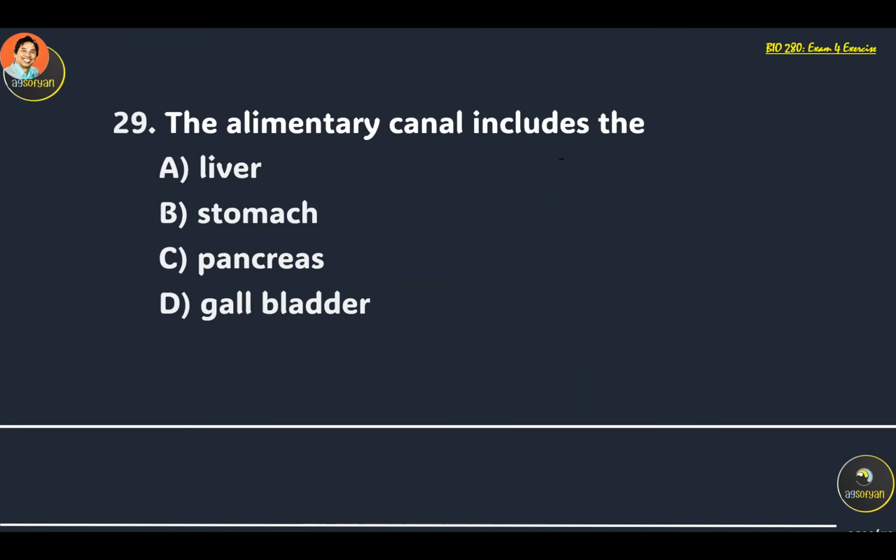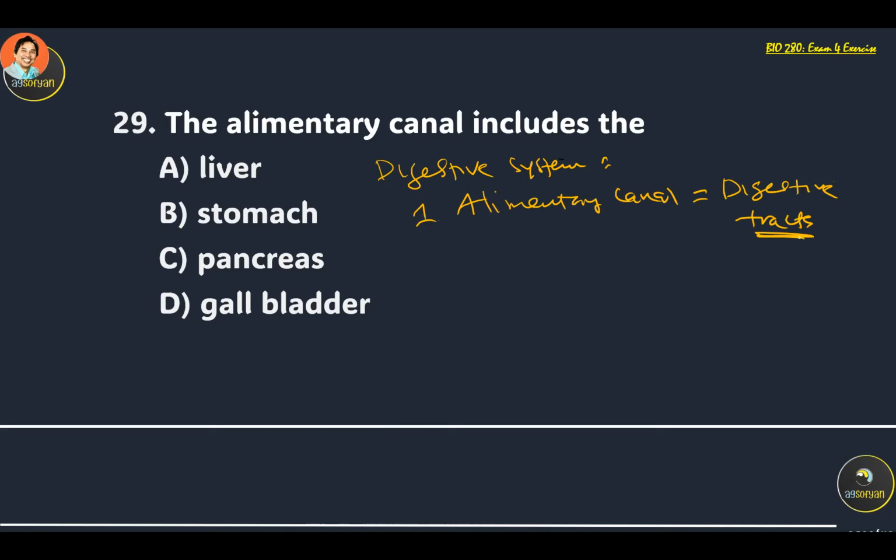The alimentary canal includes the A, B, C, or D. So we are talking about the digestive system over here. The digestive system consists of two parts. The first one is called the alimentary canal. Another name for this one is the digestive tract. Okay, this is a tract.